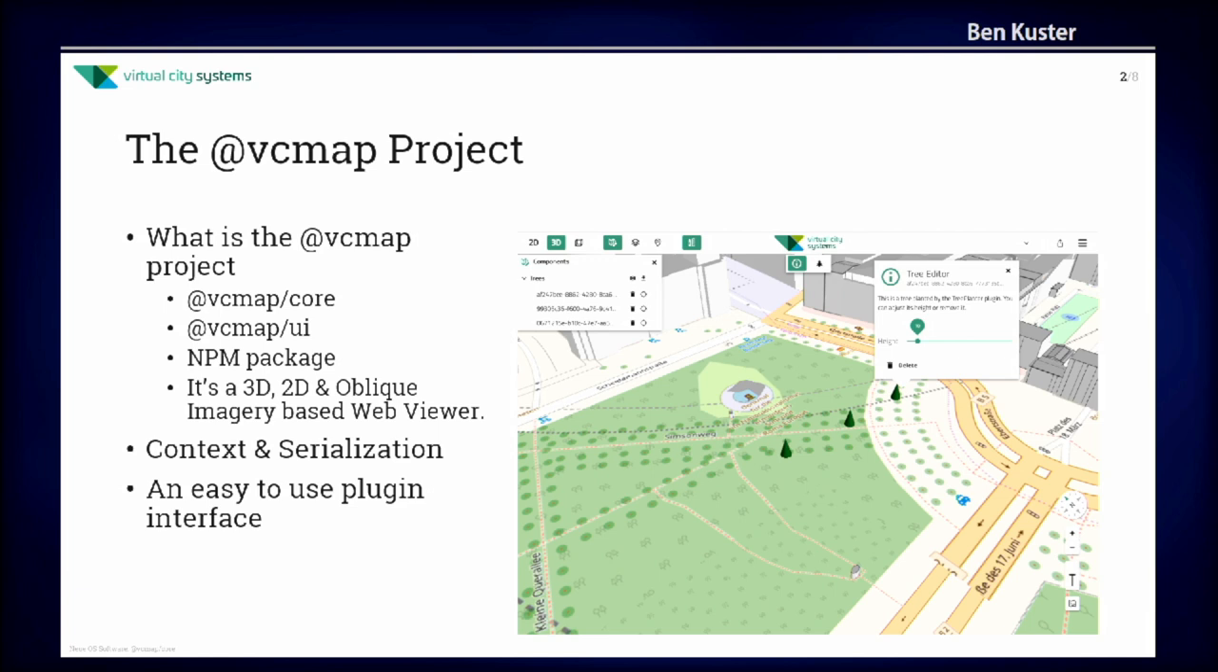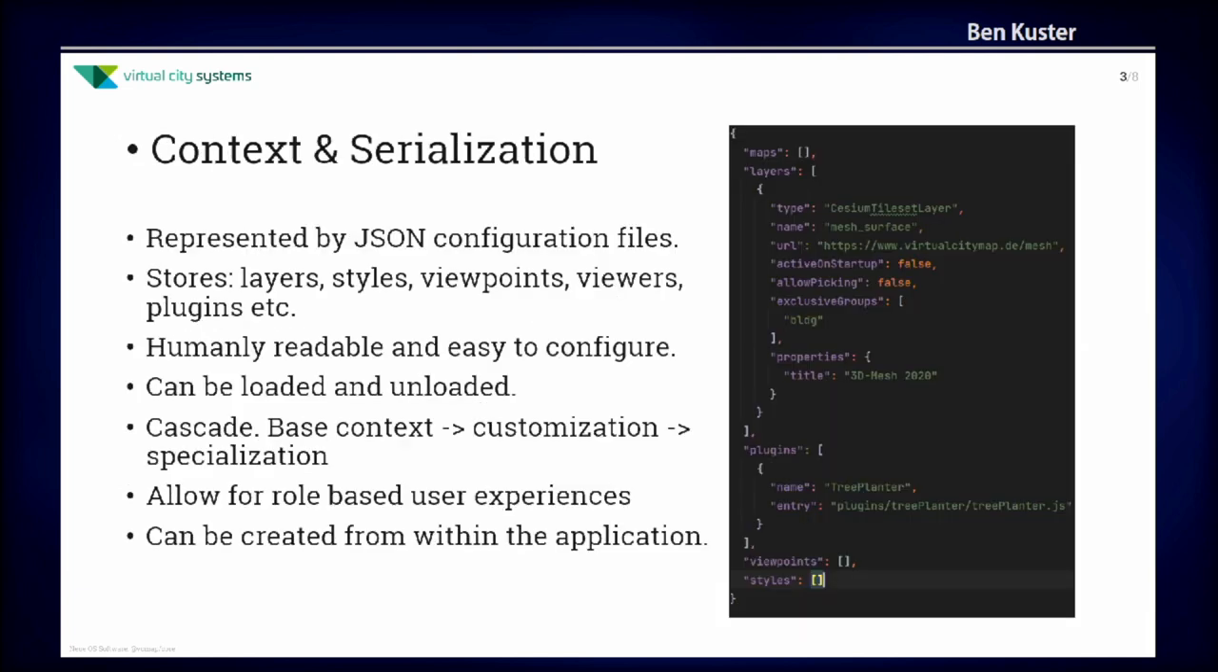And the fun bit about it is that it's not just based off of one renderer. So it does 3D, it does 2D, it even does oblique imagery. And it's mainly used by municipalities, at least on our end. It has a couple of cool features that I want to talk about, which we thought made it nice, especially for non-expert GIS users or GIS developers to kind of get into it.